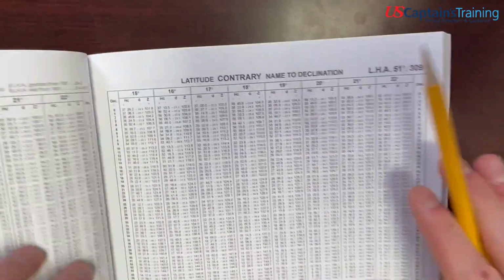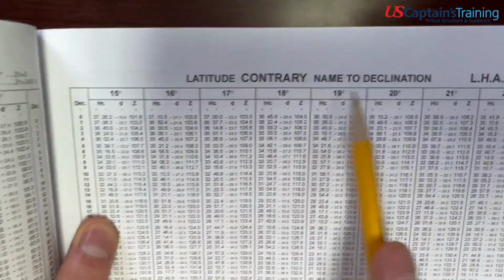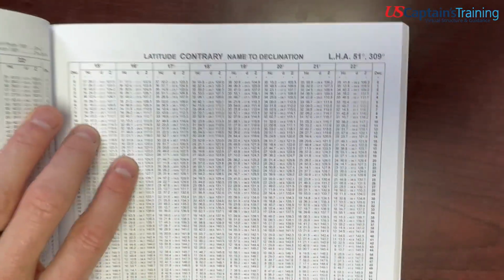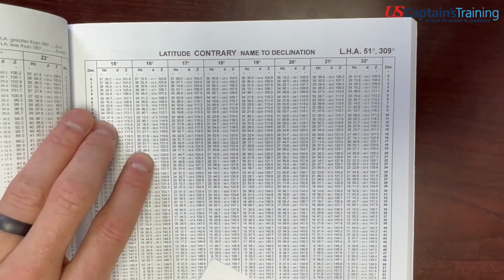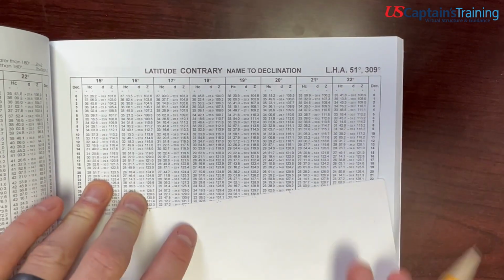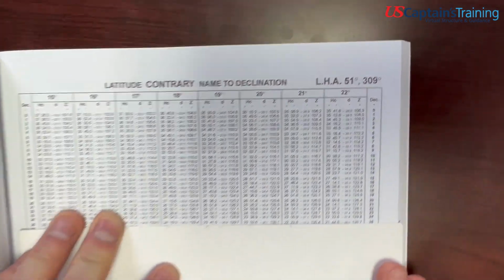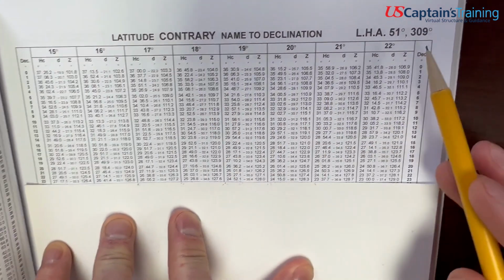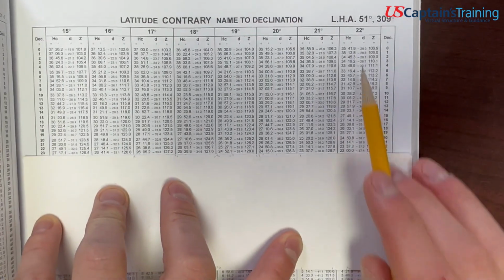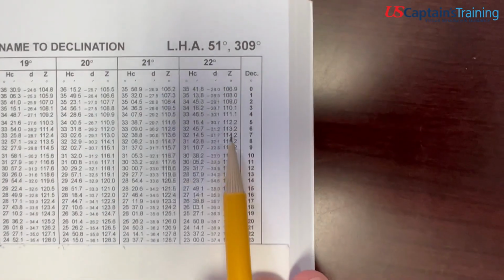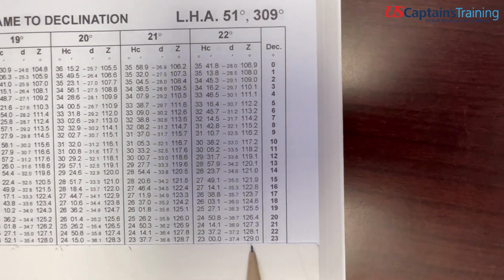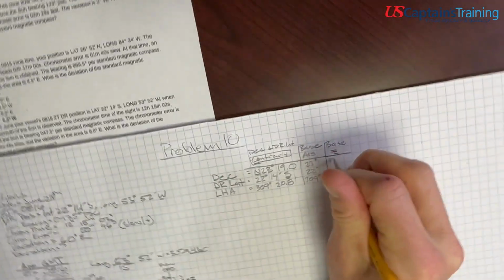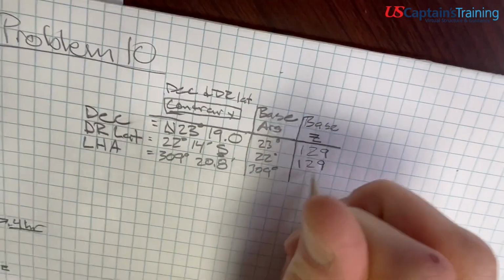309. But now look at the DR lats, 15, 16, 17, 18. It's the lower ones. So we're contrary, 309, and then the declination is 23, which is the declination column. So contrary, 309, 23 declination, 22 DR lat. In the Z column, 129. That's our base argument, 129.